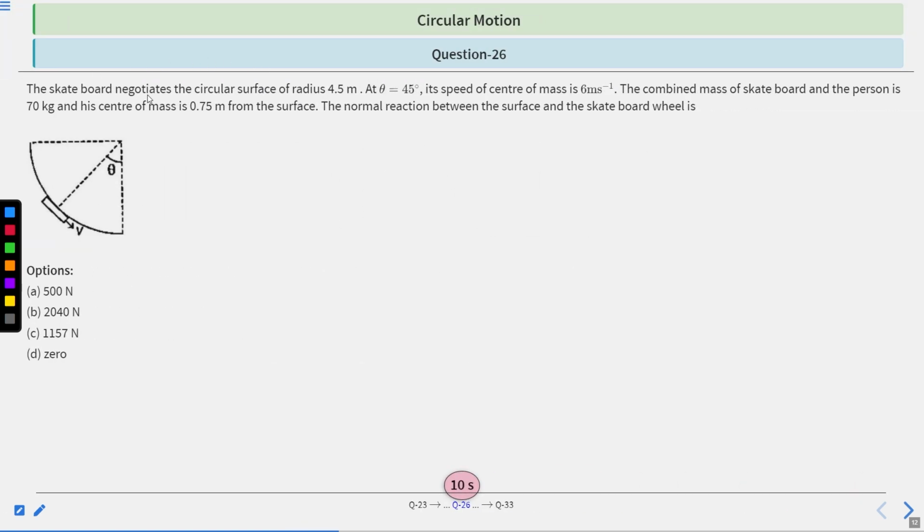A skateboard negotiates a circular surface of radius 4.5 meter at theta equal to 45 degree. Its speed of center of mass is 6 meter per second. The combined mass of skateboard and the person is 70 kg and his center of mass is 0.75 meter from the surface. The normal reaction between the surface and the skateboard wheel is what? Given the options, which one is correct? You have 10 seconds to solve this question. After 10 seconds, we will provide the solution.